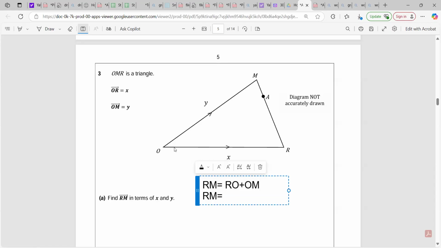So that makes it what? Wouldn't that make it negative X plus Y? You're going with the arrow with Y, so plus Y. That's it, guys. That's the answer. So Rm is equal to Y minus X. But we never normally leave the negative hanging out.